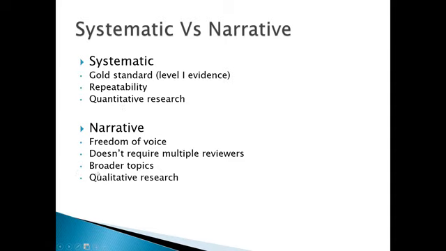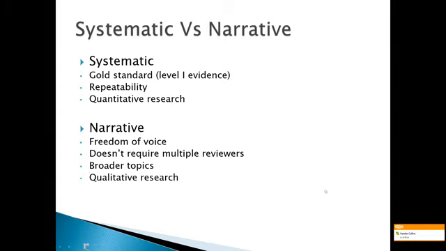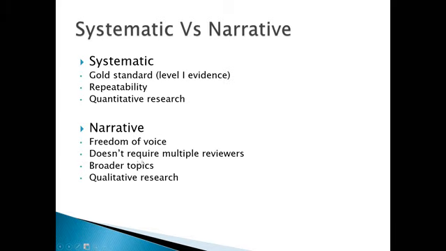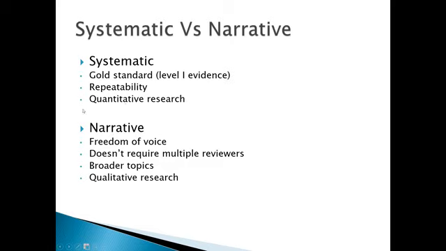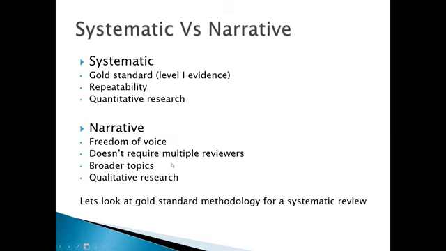The other thing about narrative reviews, it often lends itself more to broader topics. So if there's a big broad topic with bits and pieces of research here and there, 1 or 2 papers on each subtopic, then it's not really going to be that useful for completing a systematic review, where a narrative review might encompass all of these things. The other advantage of a narrative review is you can encompass qualitative research much easier. So although we're going to talk more about systematic reviews today, narrative reviews certainly do have their place and certainly can be used. So let's look at the gold standard methodology for a systematic review.